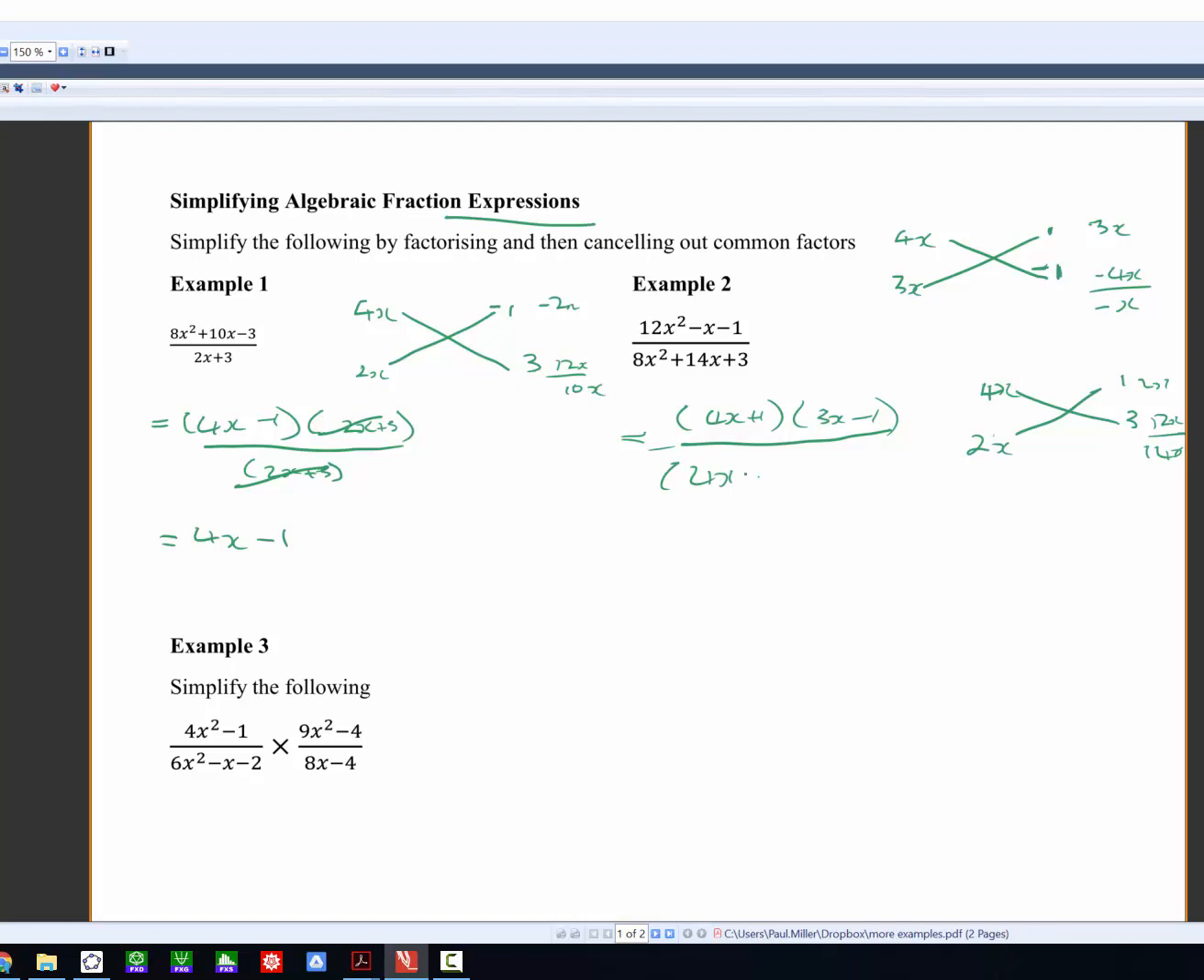We've got 4x plus 1, and we've got 2x plus 3. So that's supposed to be a 4 there if you can't read my writing. All right, so you'll notice here that the 4x plus 1 cancels out, leaving us with 3x take 1 over 2x plus 3. Okay, and that's the best we're going to get on that. Okay, on to the next problem.